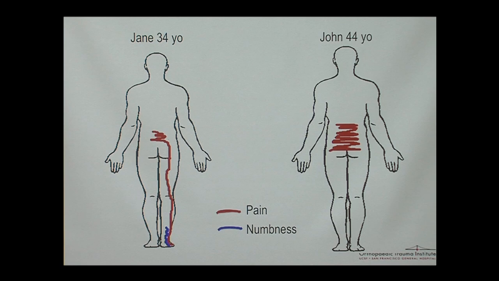The frequency of the Jane type of pain is about 10 to 25%, depending on the article. And non-specific pain, without radiculitis, is more than 75%. So we have a lot of people who don't have radicular symptoms, just lower back pain.